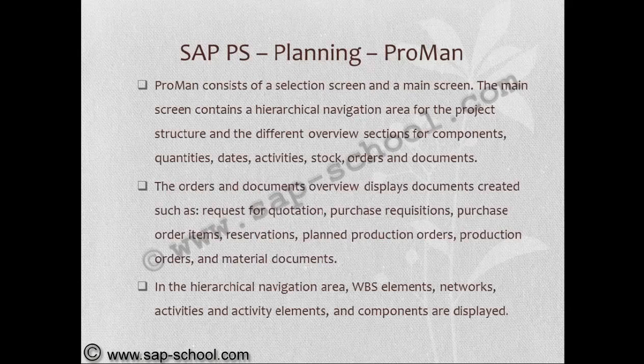ProMan consists of a selection screen and a main screen. The main screen contains a hierarchical navigation area for the project structure and the different overview selections for components, quantities, dates, activities, stock, orders and documents. The orders and documents overview displays documents created such as request for quotation, purchase requisitions, purchase order items, reservations, planned orders, production orders and material documents. In the hierarchical navigation area, WBS elements, networks, activities and activity elements and components are displayed.